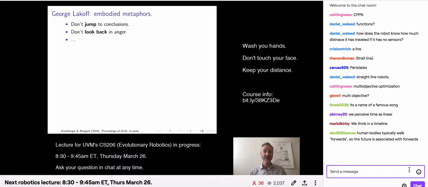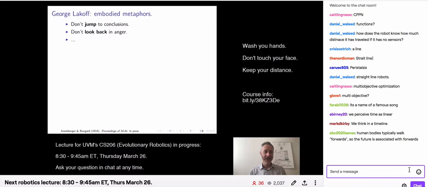So there is actually a very large number of these embodied metaphors. Don't jump to conclusions. Don't look back in anger. I'm looking forward to the birthday party next week. What are some other embodied metaphors you can think of? I'm a native English speaker, so I'll just take ones that are written in English for the moment.